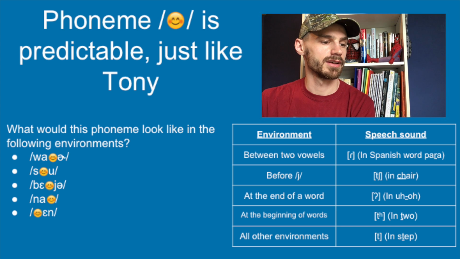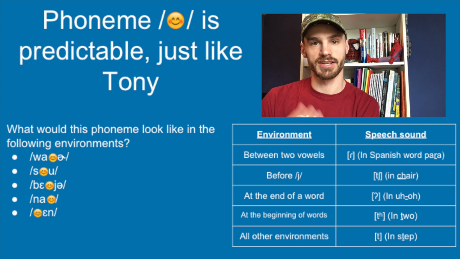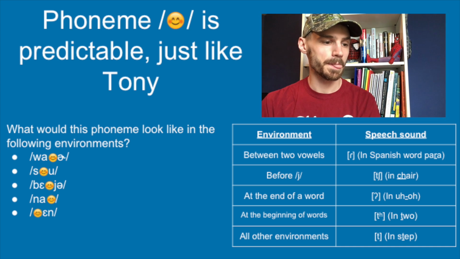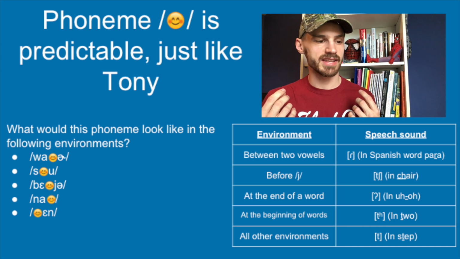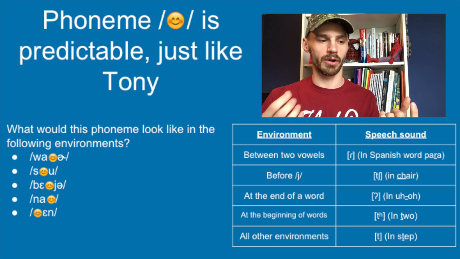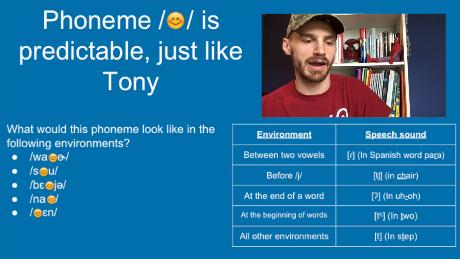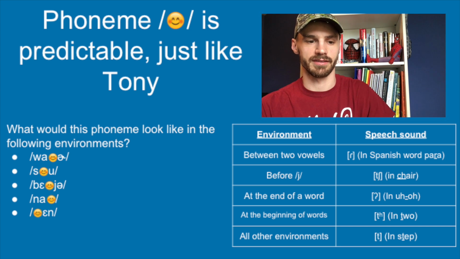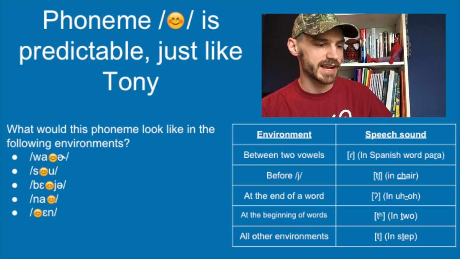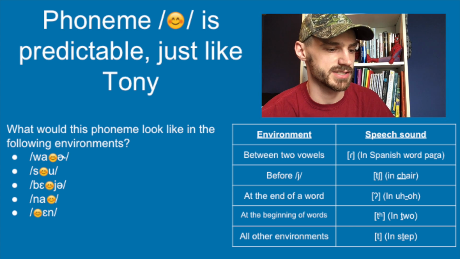So the first one we have wa, and then we have our smiley phoneme, and then we have a vowel, if you watched the phonetics video from last week. So, since this phoneme smiley takes place between the vowel ah and the next vowel, we look at our environment chart over here, and we see that when it takes place between two vowels, it turns into the flap, or the r sound in the Spanish word para. We'll go down and look to our next environment, where we have s, and then we have our smiley phoneme, and then u.